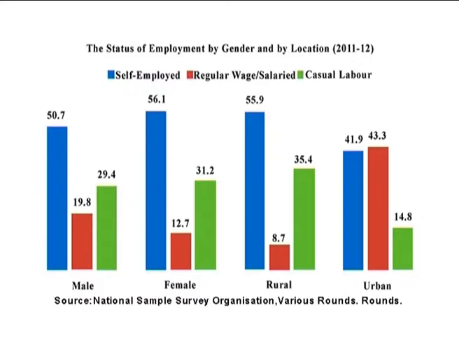On the other hand, the proportion of the females and the rural workers is higher in case of self-employed as well as casual workers. In rural areas, about 35% of the workers are employed as casual workers, while this proportion is merely 15% in urban areas. Similarly, out of total workers in urban areas, about 43% are regular workers as compared to less than 9% in rural areas. Thus, regular employment is more a character of the urban areas, while the casual employment is that of the rural areas. Now, we can discuss the quality of employment in India.